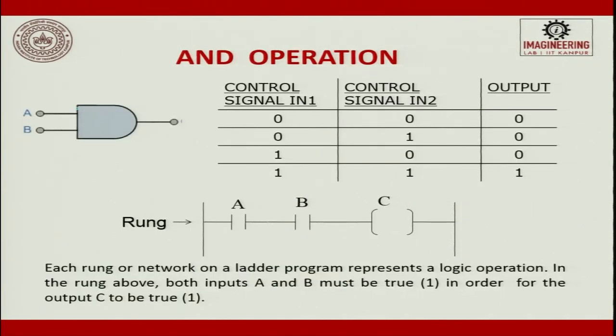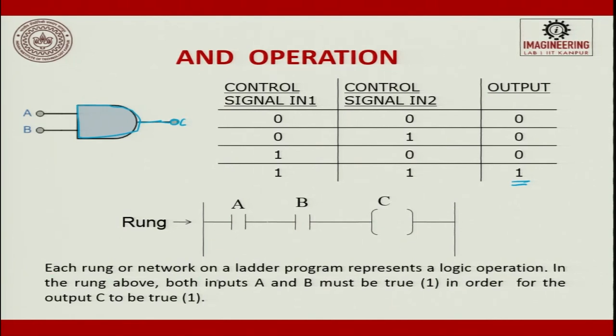This is how you try to draw an operation for a device which has two inputs and one output. So, if control signal 1 is 0 and control signal 2 is 0, the output will be 0. If control signal is 0, B is 1, the output will be 0. If control signal is 1 and B is also 1, then you will get an output of 1. So, now you will write this program in this form. Whatever we did here, we will write in one rung: A input, B input, C is the coil, and you get the output.